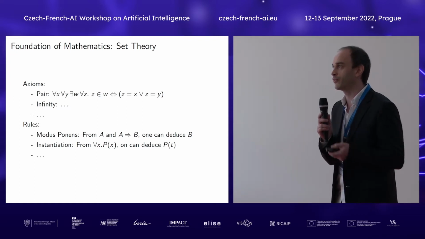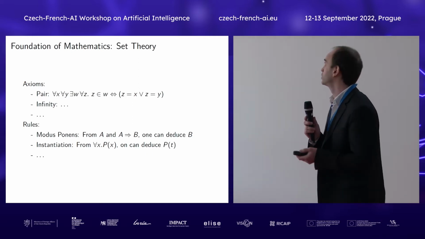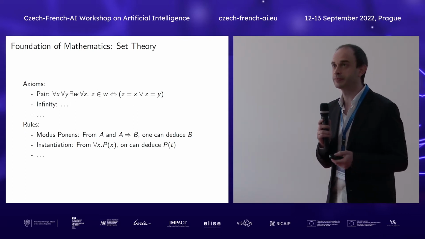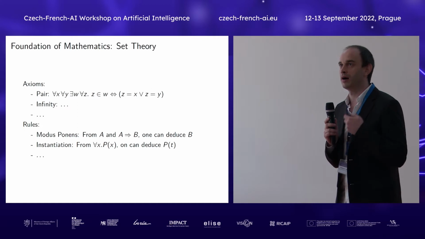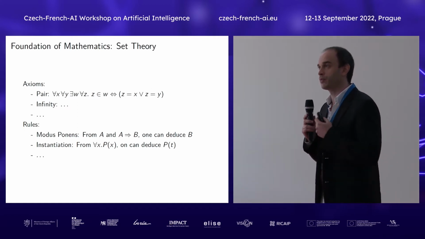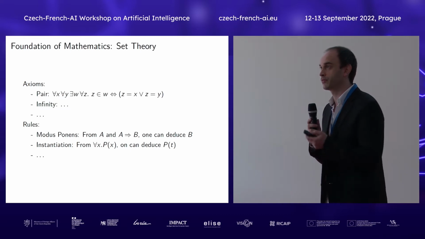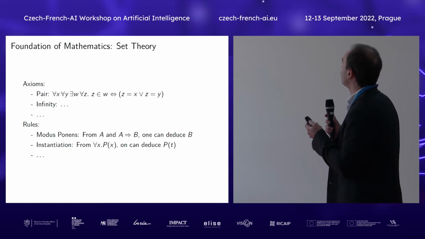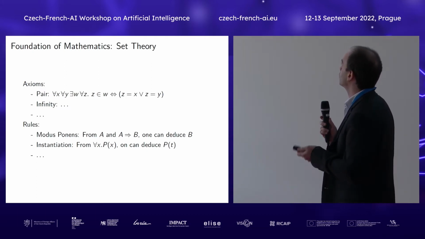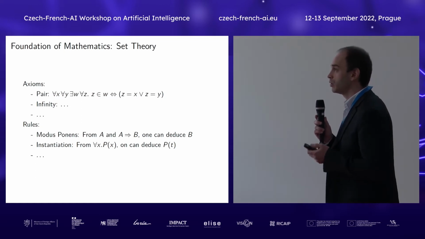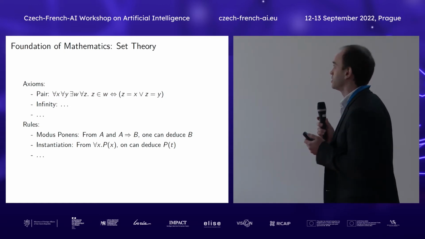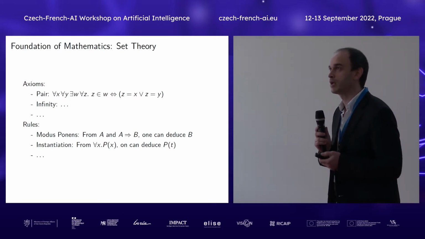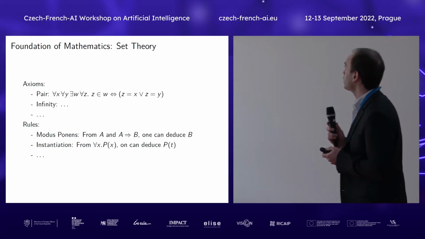So set theory is one of the foundations of mathematics, and it contains axioms, so some formulas that we are assuming to be true, and it contains rules. The rules are used to derive new theorems from the axioms. So the first axiom, for example, could be the pairing axiom. So it says that if you have 2 sets, you can construct a set that contains exactly these 2 sets. There is also an infinity axiom that says there exists a set that is infinite, and so on.